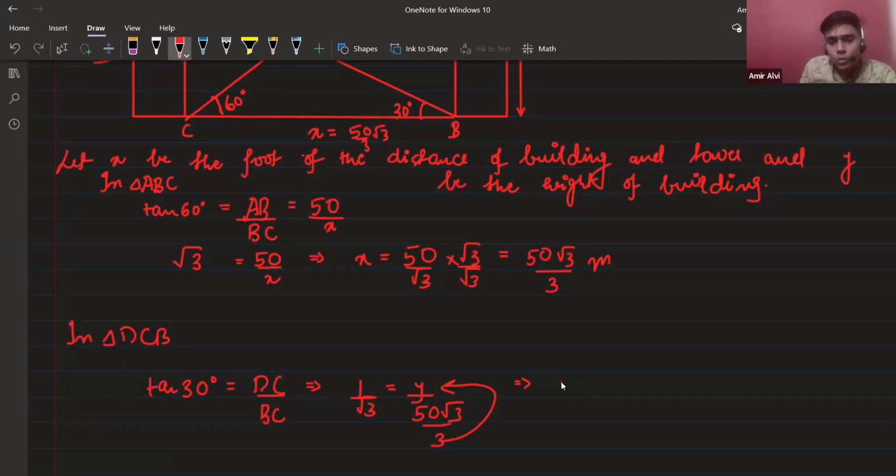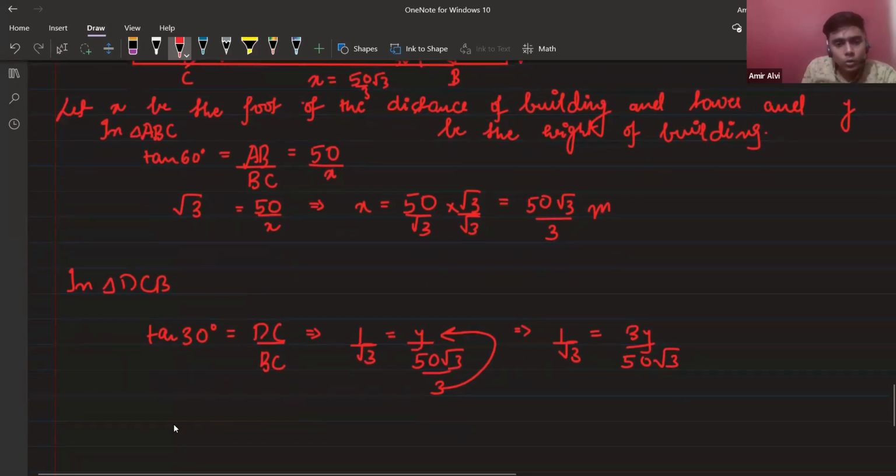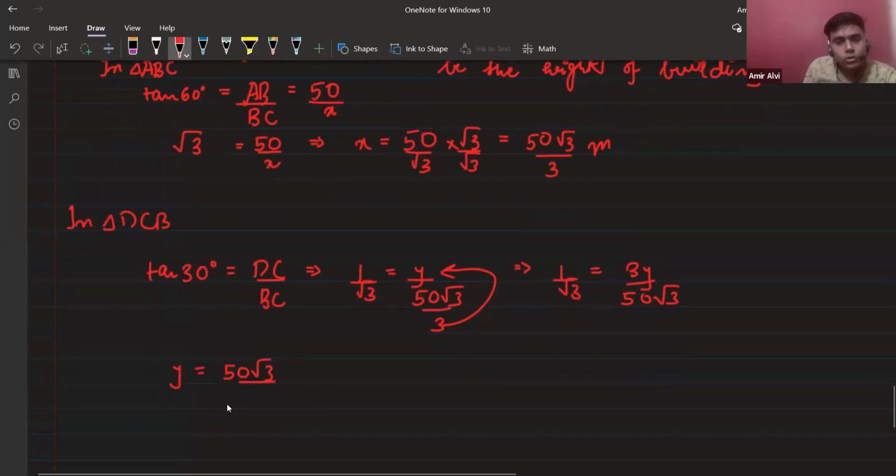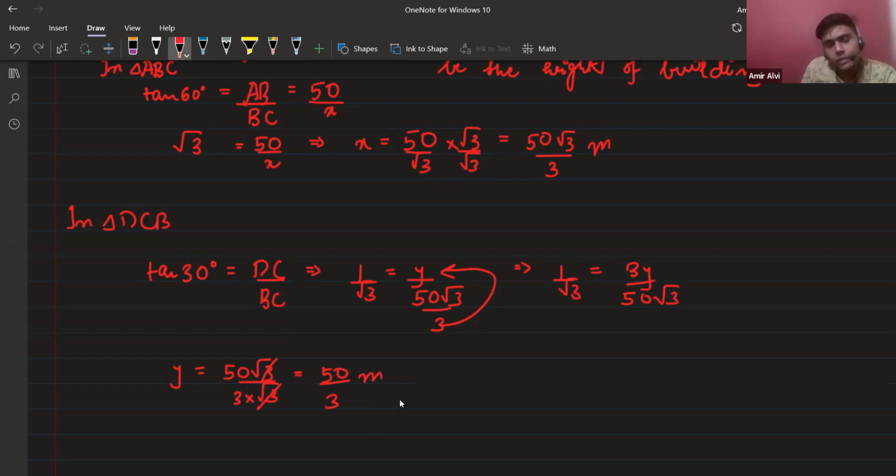Very good. So 1 by root 3 equals y upon 50 root 3 by 3. So y equals 50 root 3 by 3 into root 3. The 3 also comes here, so root 3 will cancel out root 3. So it will be 50 by 3 meters. That's your answer. Clear, everybody? Yes, sir. Any doubt?